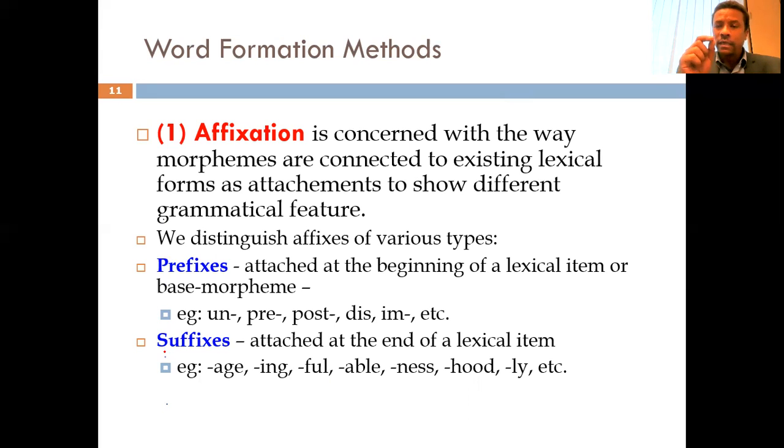Mind you, having this knowledge, you should be able to try to identify prefixes and suffixes in your own language. It would be very important to understand how words are formed. So suffixes are something that would be found at the end. So ing, age, ful, able, ness, hood, ly, and so on, we call them suffixes, which means they are found at the end of the word.